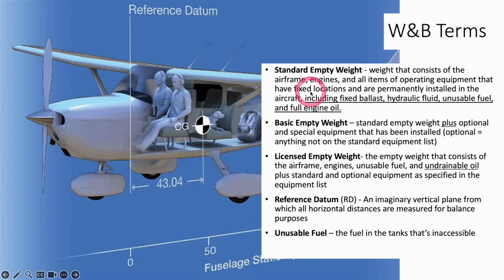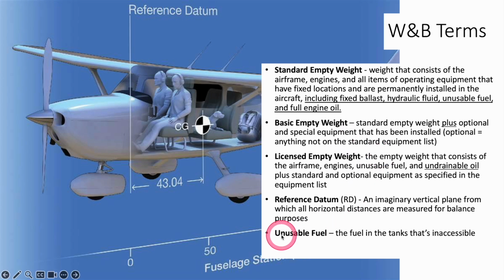So standard empty weight, and I'll go through all these, is the weight that consists of the airframe, engines, and all items of operating equipment, and that's going to include fixed ballast, hydraulic fluid, unusable fuel, and full engine oil. Most commonly, we're going to use basic empty weight, which is all of these items, but also optional and special equipment. What that means is anything not on the standard equipment list is considered optional. What that's saying is, before you add fuel, so let's say you drain all the usable fuel out of the aircraft, there's still going to be full oil and full fluids in the aircraft without passengers or cargo. That's what your basic empty weight is.